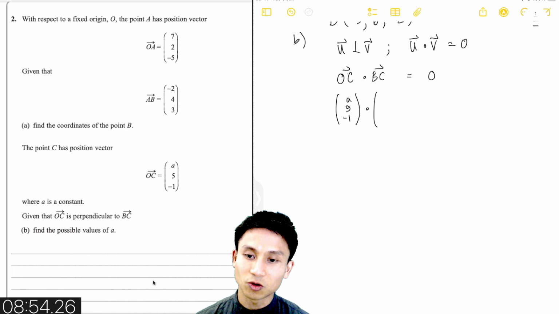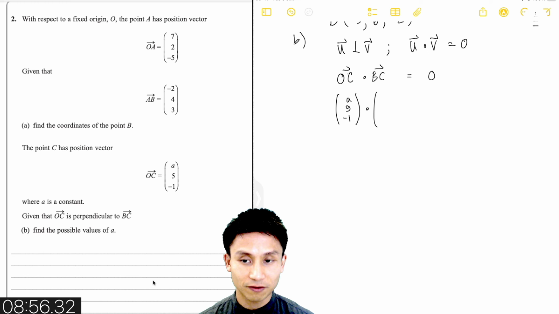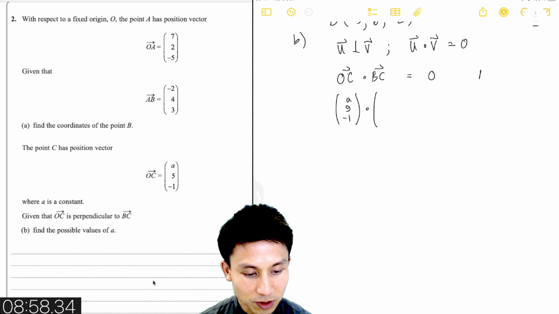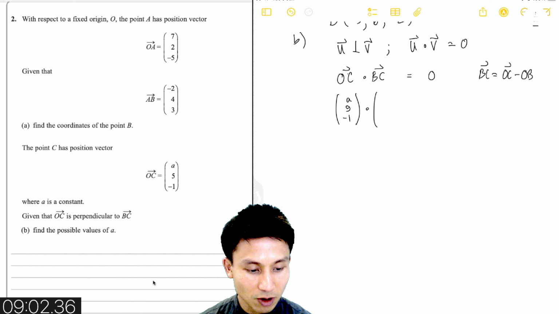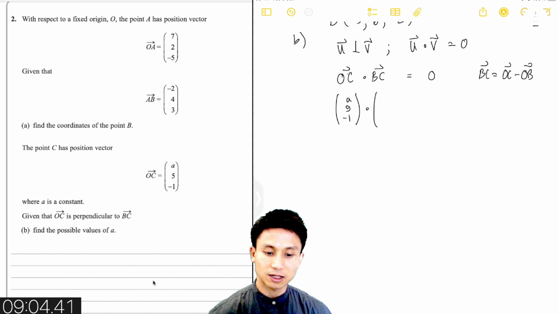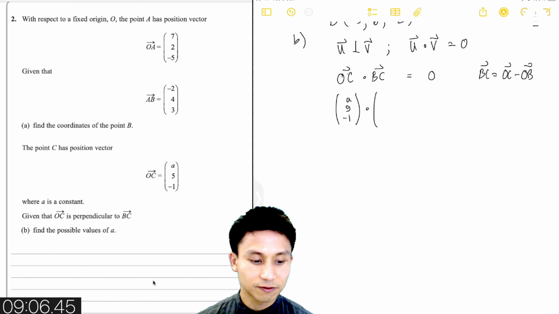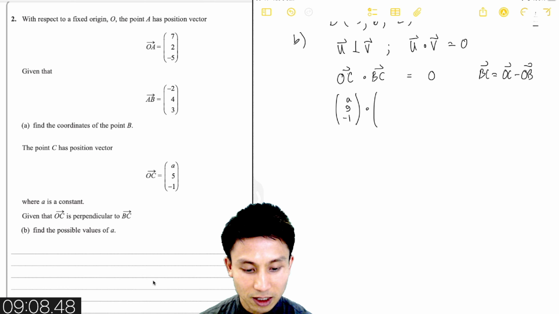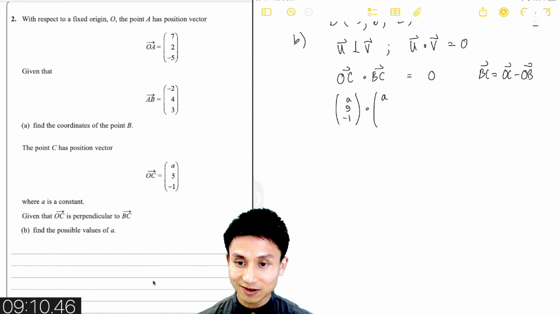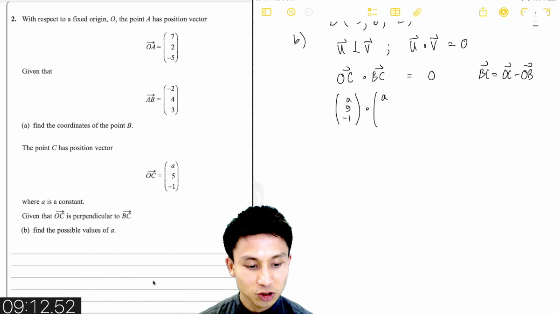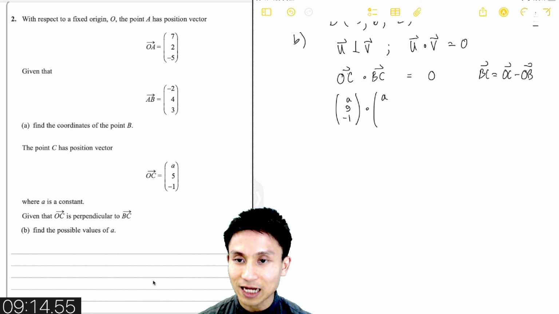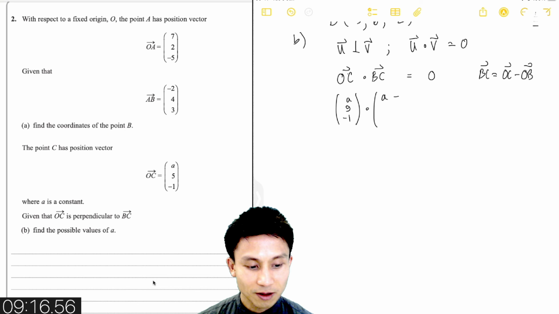Well, we are given OC, so that is the coordinates of point C. So because BC, again, I'm just going to do OC minus OB, quickly, just to get the vector of BC there. So OC is just A, so I'm going to do inside the same column here. So BC is C minus B, so for X is A minus OB.